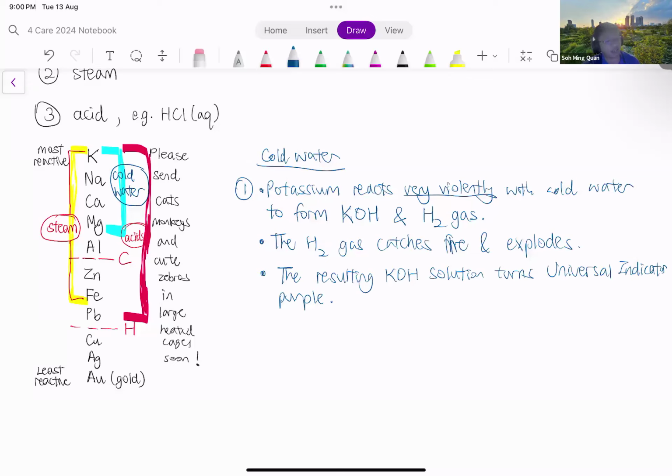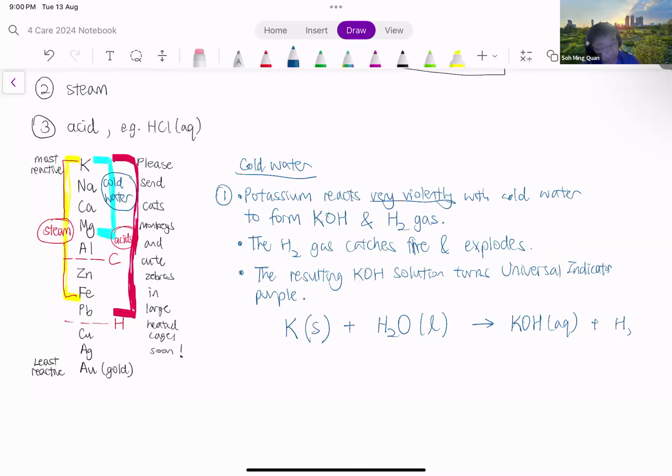And then you write the equation, okay, with state symbols. This equation is not balanced yet. You will need to balance the equation yourself, right? But for today, I will do it for you. Okay, please practice balancing the equation yourself.